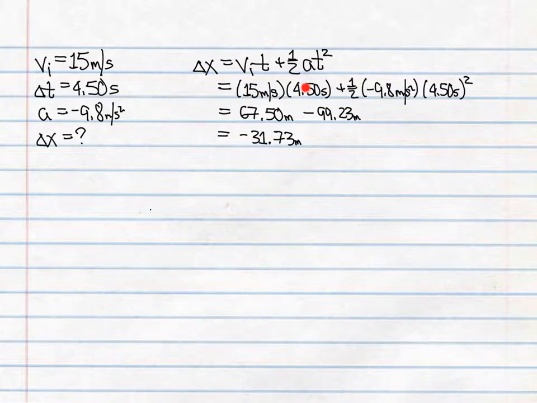So putting in that given information, I get an answer of negative 31.73 meters. Again, all this negative sign means is that it fell below the top of the bridge level where she threw it. So that means the bridge height is 31.73 meters.